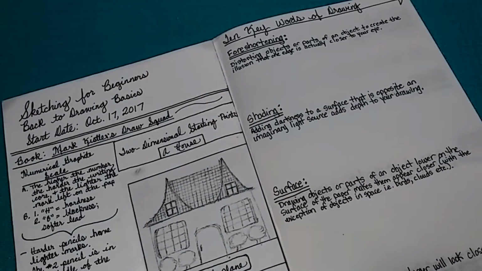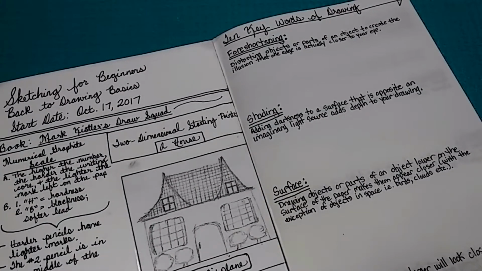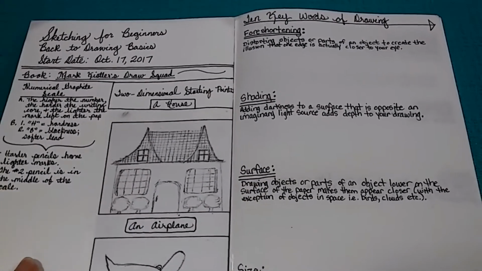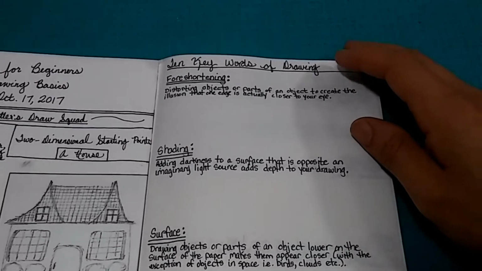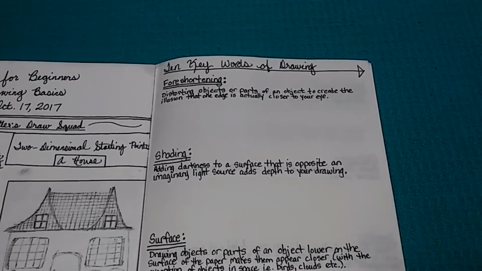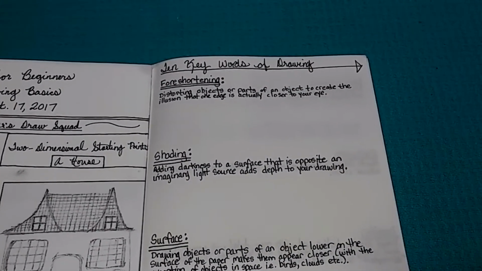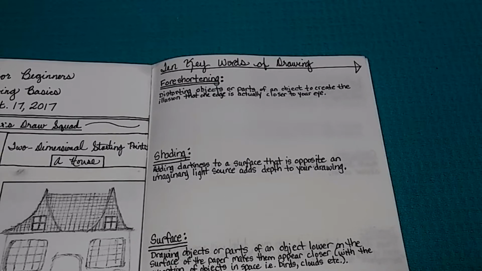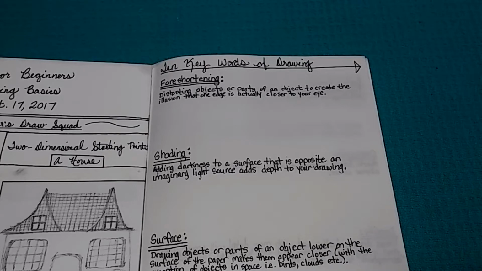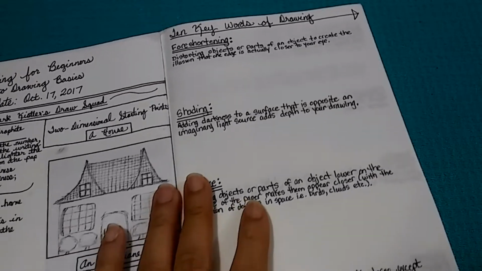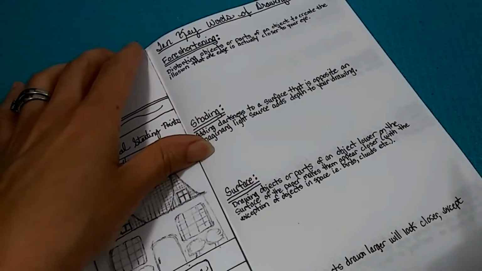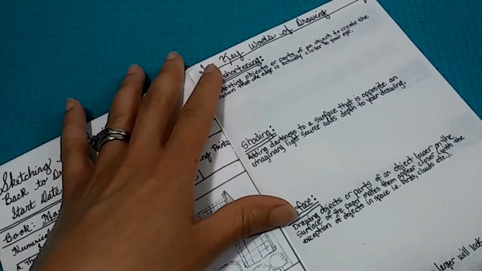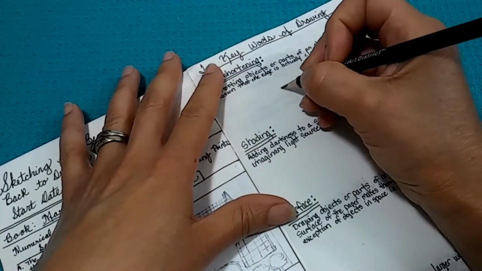For foreshadowing, the definition was distorting objects. I hope you guys can see it there. Let me turn this a little bit better, put it in the middle of the screen. All right, foreshadowing: distorting objects or parts of an object to create the illusion that one edge is actually closer to your eye. All right, so I'm going to go ahead and speed this up and do the drawing that he did for foreshadowing.